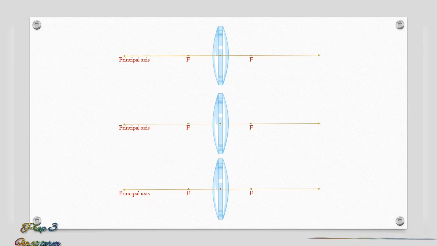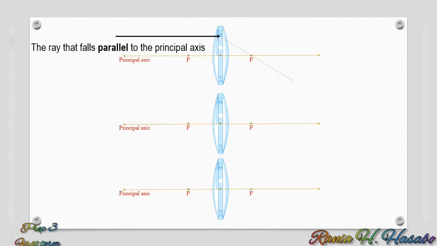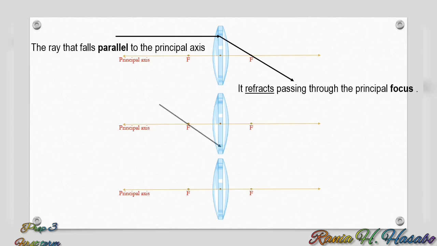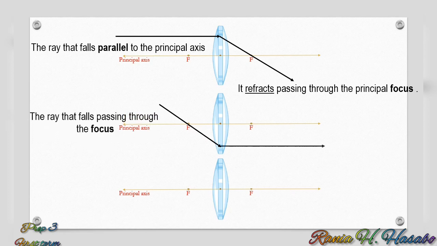Rules for determining the direction of light rays after passing through the convex lens. The first ray falls parallel to the principal axis. It refracts passing through the principal focus. While if a light ray passing through the focus strikes the lens, it refracts parallel to the principal axis. So parallel to focus and focus to parallel, as in mirrors.